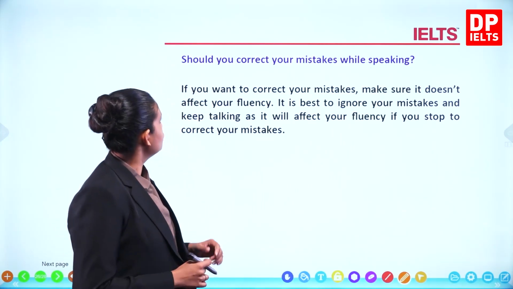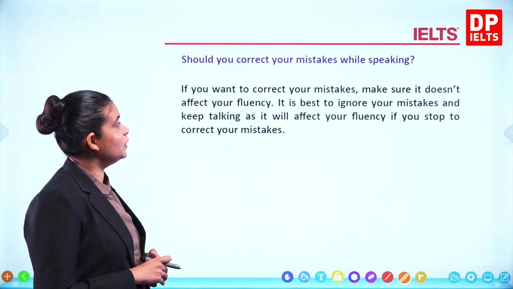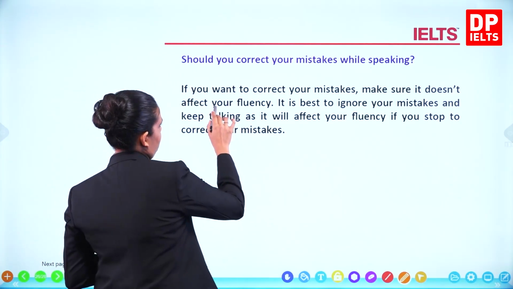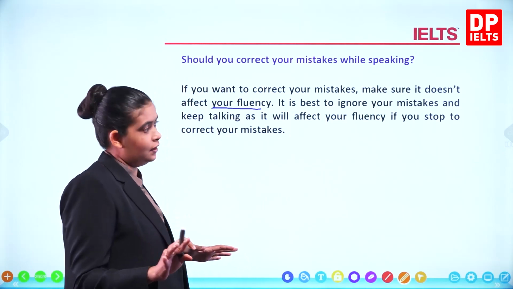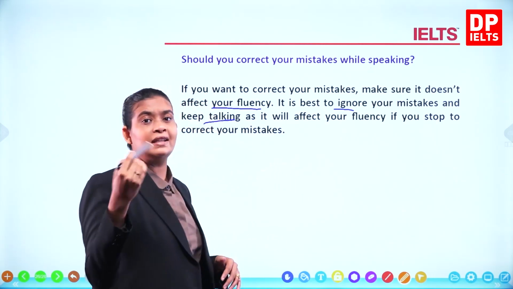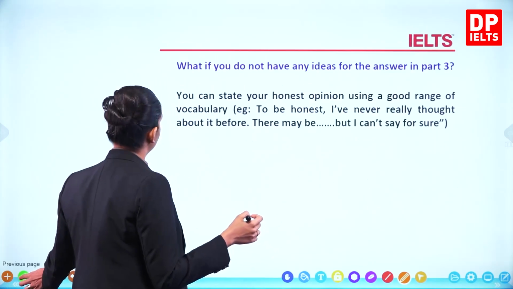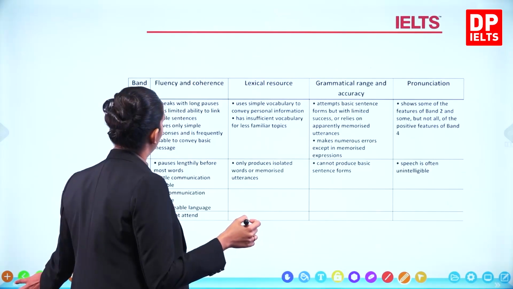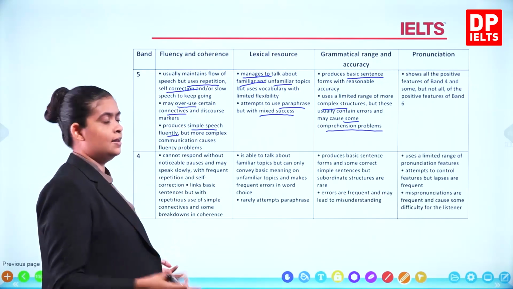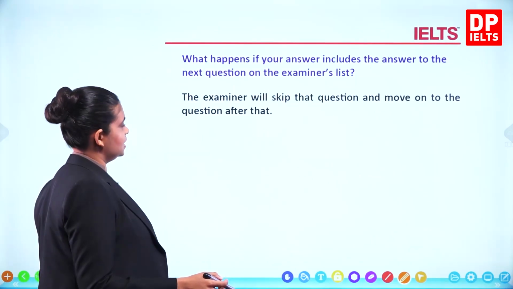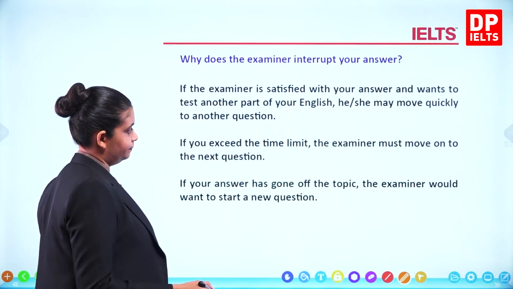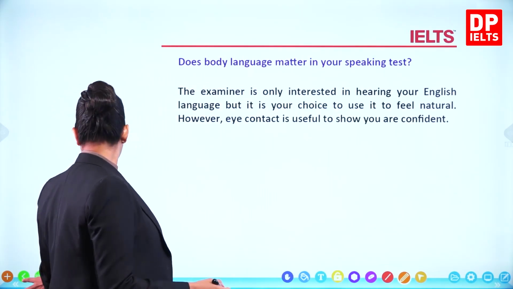Okay. So should you correct your mistakes? Well, if you want to, you could. We're not saying don't do it, but make sure it doesn't affect your fluency. The best thing is to just ignore your mistakes and keep talking, right? Because if you go back and self-correct, can you remember that in your fluency and coherence, repetition and self-correction is a point that they mark. So if you keep on doing that, that's a problem. So you might want to just ignore it and keep talking. That would be better. Okay? Right.